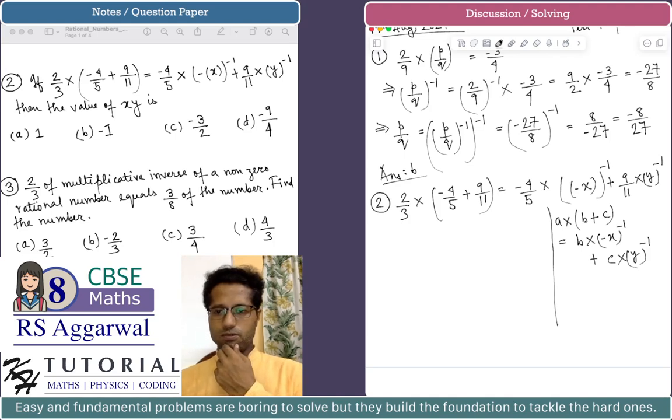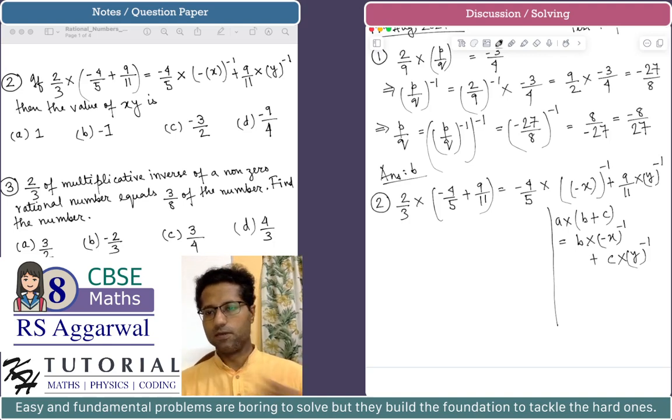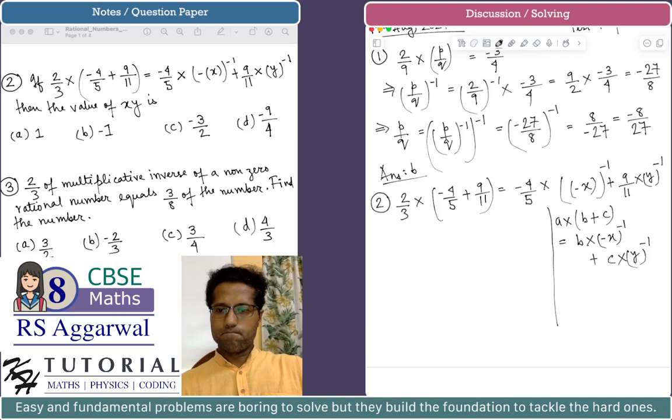Now if you see on both sides of the equality, basically it is a kind of distributive law of multiplication over addition that has been applied, it seems. Now on the right hand side, what I have written in terms of a, b and c is the same equation given, where a is 2 by 3 and b is minus 4 by 5 and c is 9 by 11.